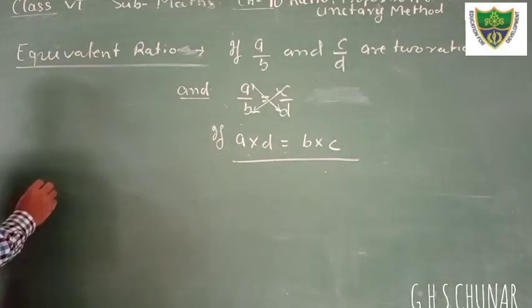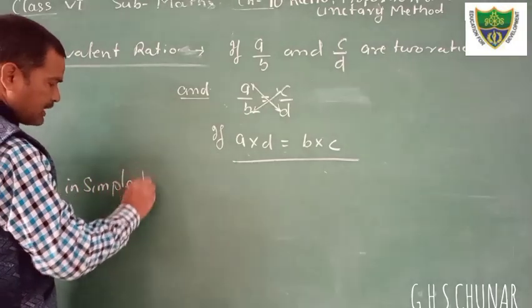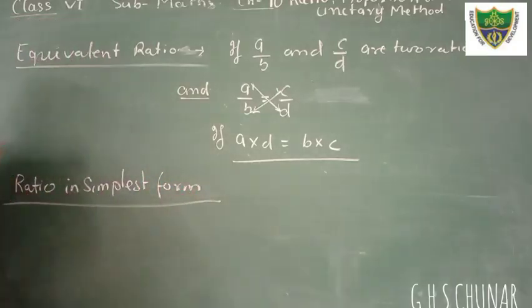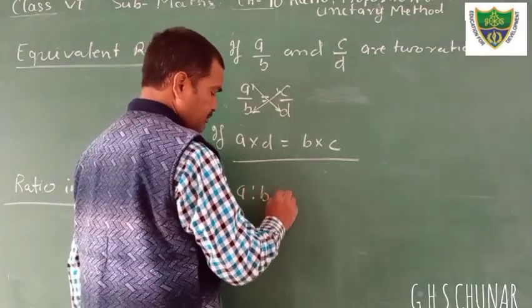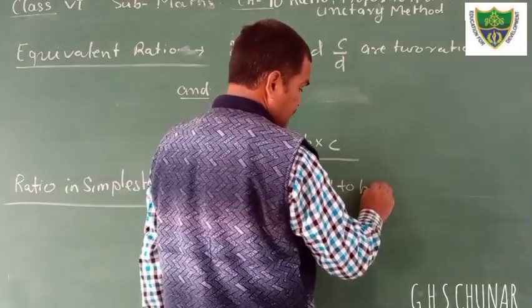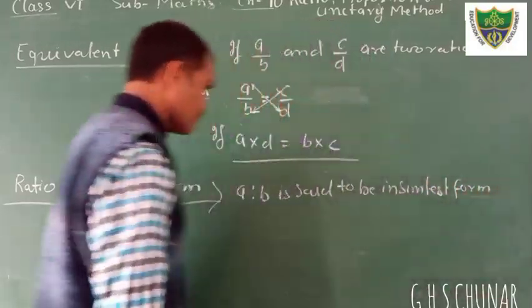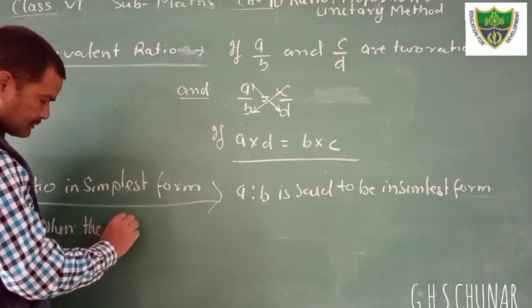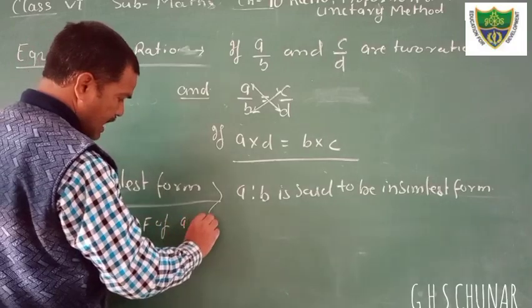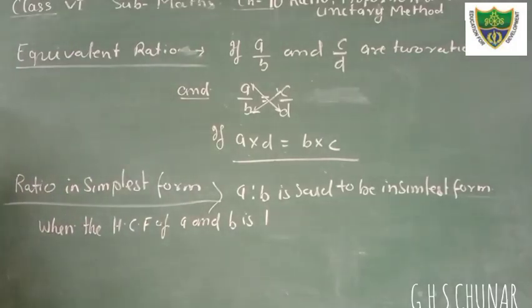Next, ratio in simplest form. The ratio A:B is said to be in simplest form when the HCF of A and B is 1.